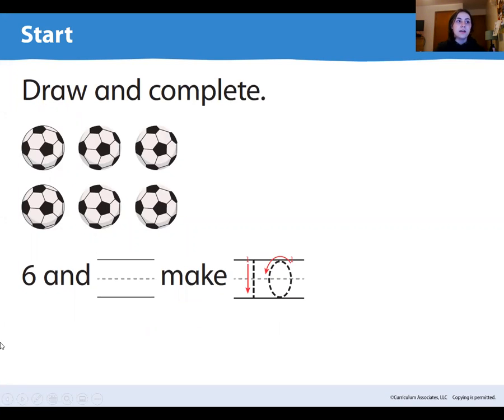So first we're going to draw and try to complete these soccer balls. Right now, I want you guys to count out how many soccer balls you see on the screen while I draw on my whiteboard how many soccer balls there currently are so we can work together to complete them. So go ahead and be counting them out right now.